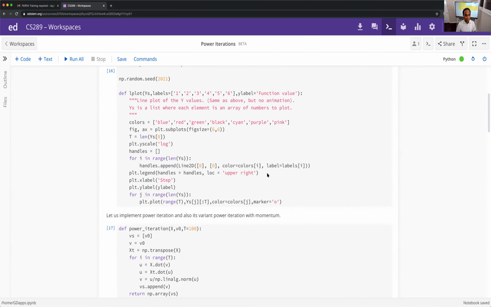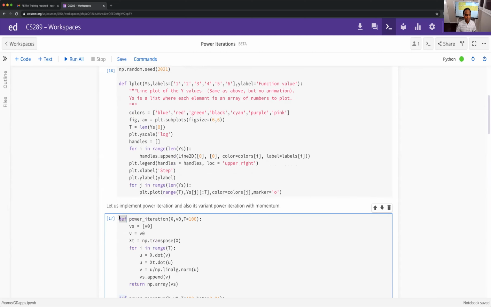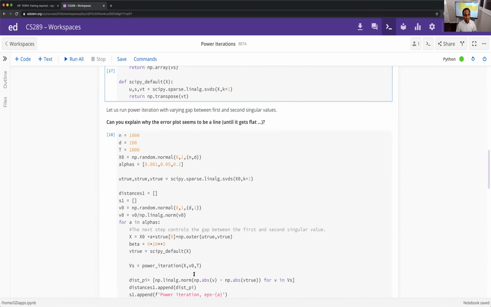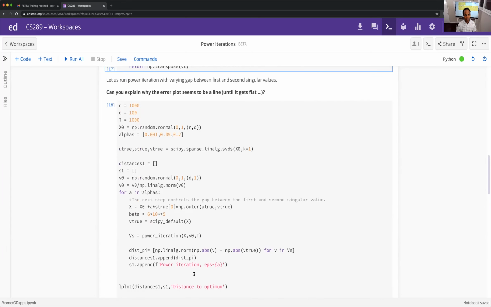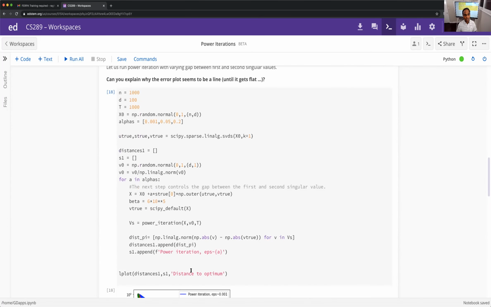So here's a simple implementation of power iteration. You just start with an initial vector, you multiply that vector in each iteration with x and then with x transpose, and you normalize. Right? This is just 3 lines of code implementing the power iteration. And now don't worry about the momentum method, we'll come to that later. And let's check how power iteration performs on some matrices.